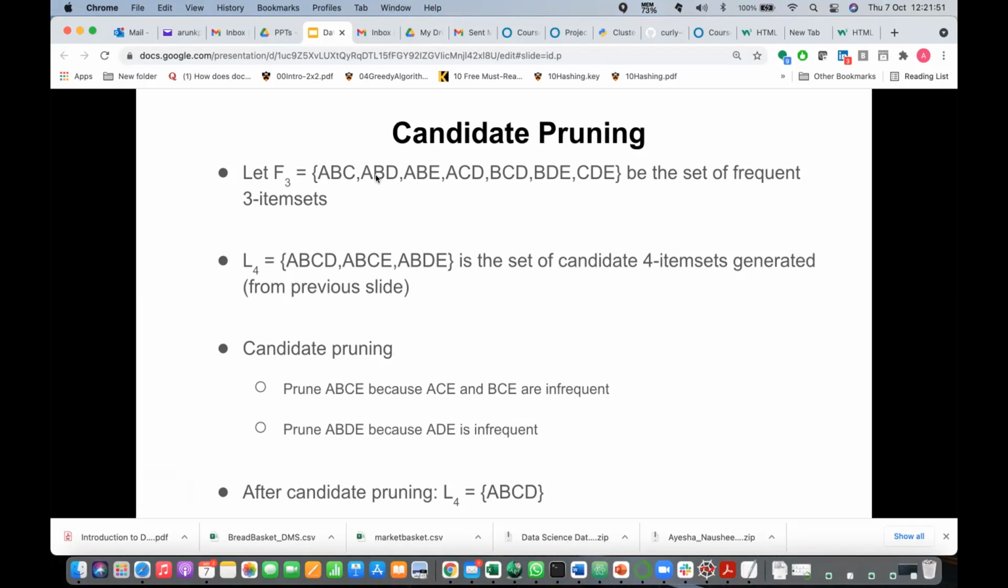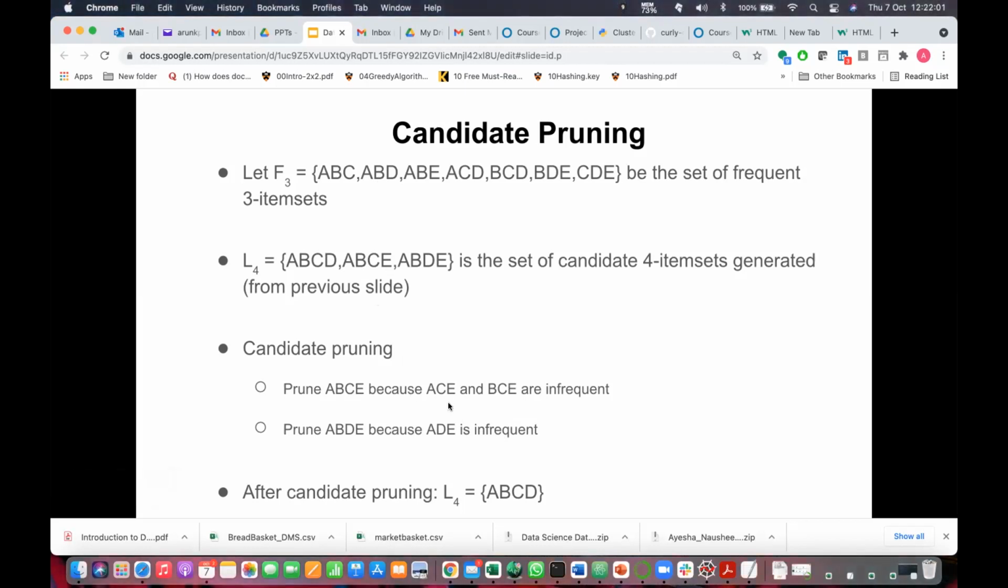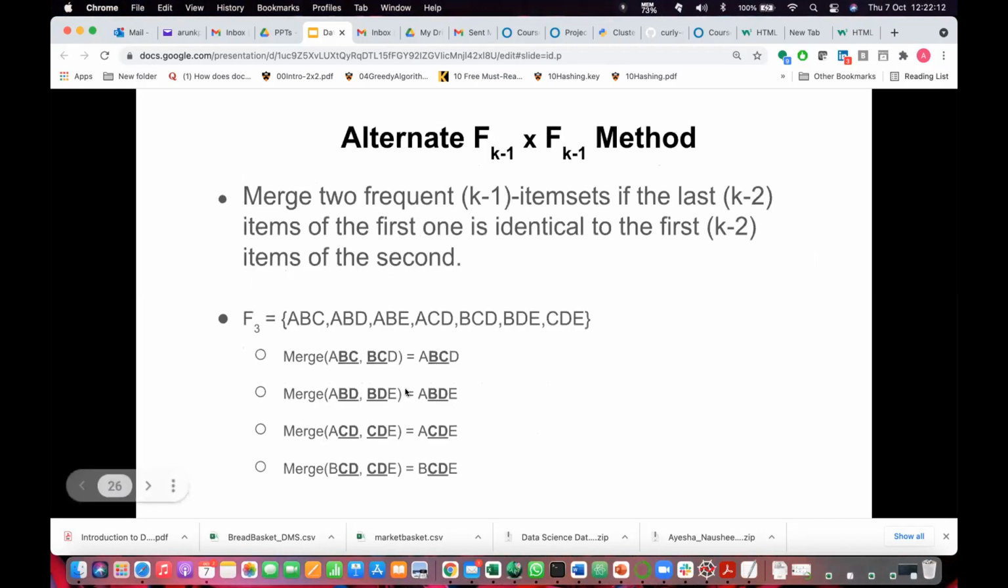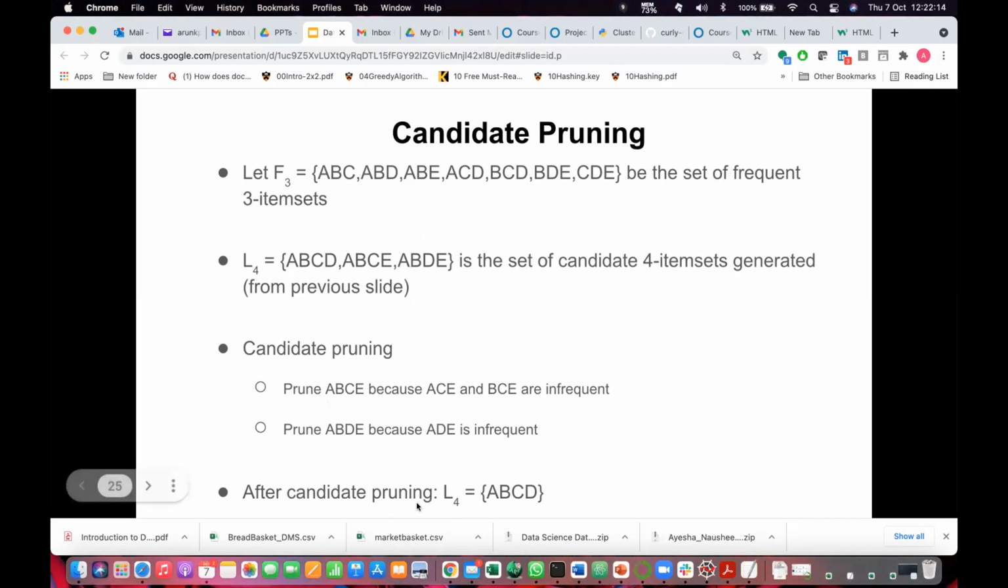Anyway, you have the 3 frequent item sets. Once you get the 4-item candidates, prune ABCE by getting its subsets, ACE, and seeing whether that is available in F(k minus 1) or not. If that is not available, then you can prune this. Similarly, BC is infrequent, so prune them. Finally, you got F4. After candidate pruning, L4 will become ABCD. Only one has enough support.